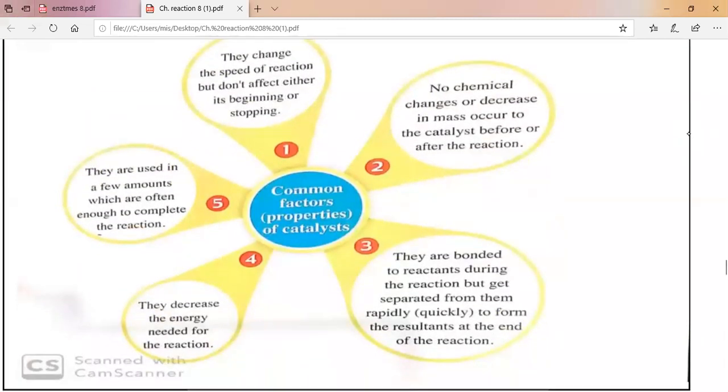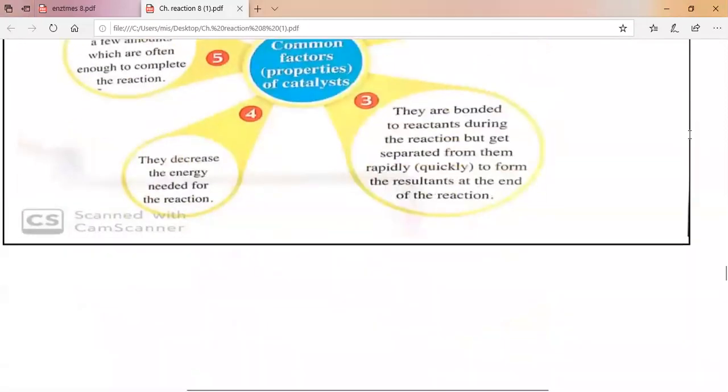Number three, they are bonded to the reactant during the reaction, but get separated from them rapidly. Number four, they decrease the energy needed for the reaction. Number five, they are used in a small amount, which is often enough to complete the reaction.